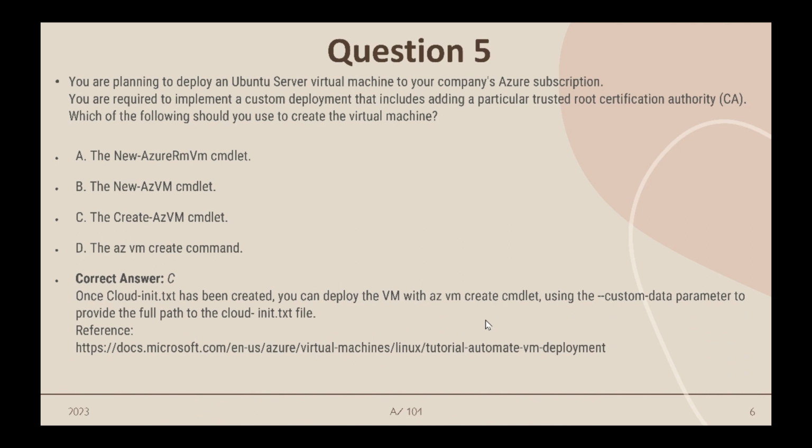So once cloud-init.txt has been created, you can deploy the VM with the az vm create command, using the --custom-data parameter to provide the full path to the cloud-init.txt file. And for reference, I'll leave the link in the description box so you can get an in-depth understanding of why this is the correct answer.